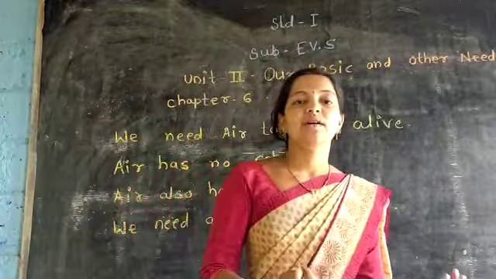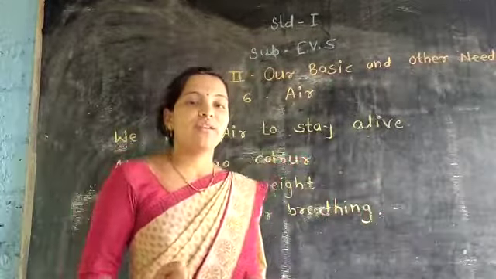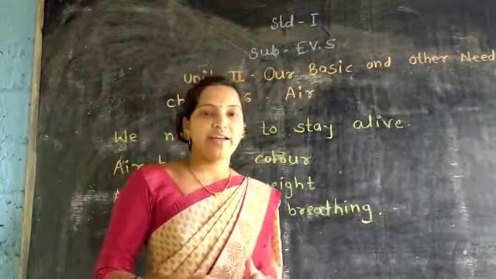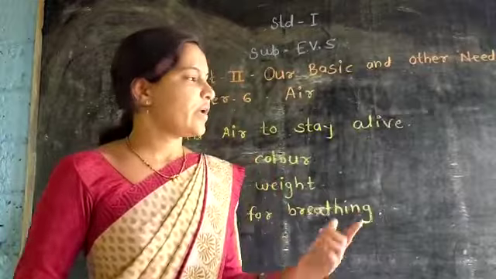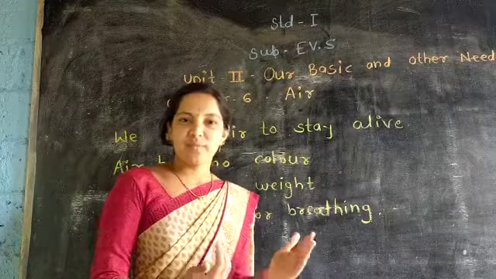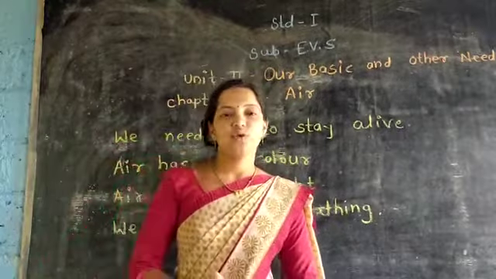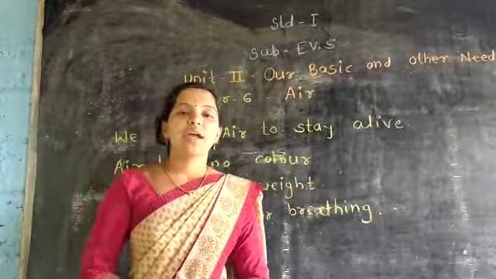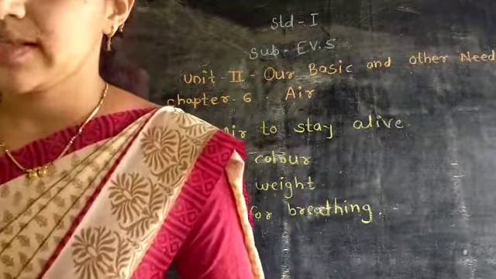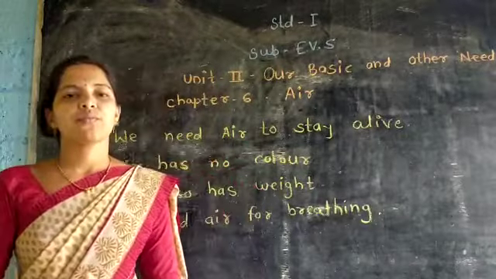For example, when we are in a house, in one room, how do we feel? We feel very hot. That time we want air. Then what do we do? We open the room's door. Air comes inside. That time how do we feel? We feel very nice, cold. We can only feel air. We cannot see air because it does not have color.